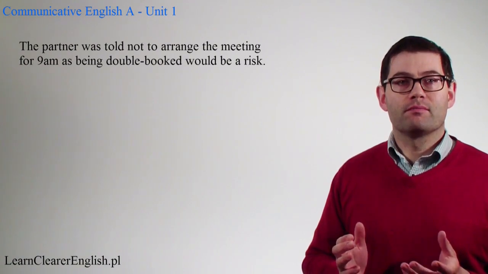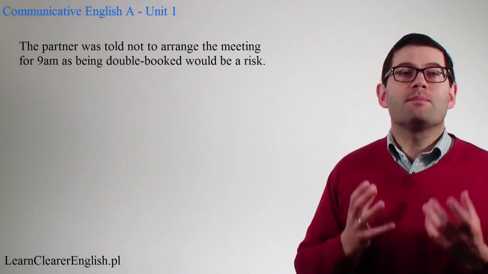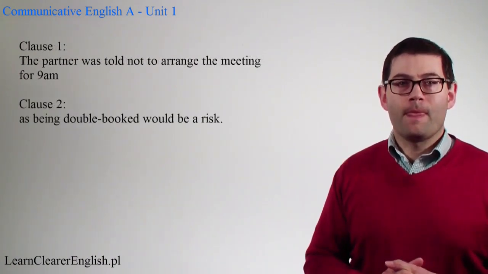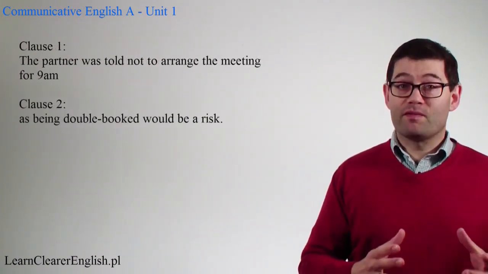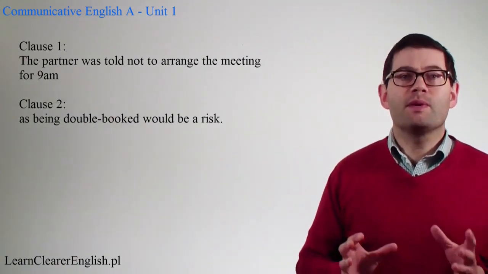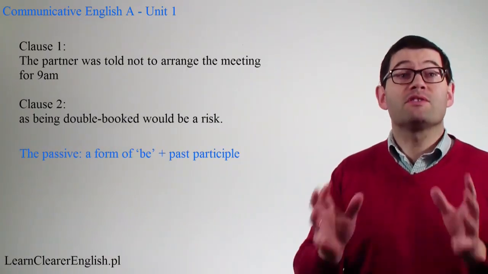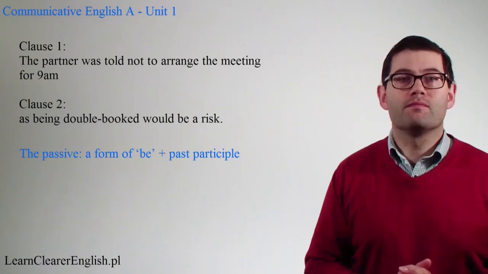What did you think? Well, let's break down the sentence. The sentence is made up of two clauses. In each clause, you have the passive voice. Just to very quickly recap, the basic rules for forming the passive is to use a form of be plus past participle, or as you might know it, the third form.